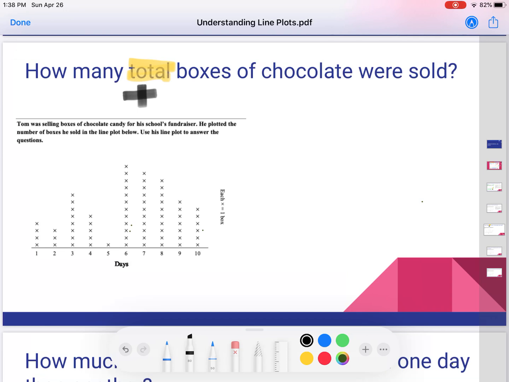What would we add? Take a second to think about what we would add to find out how many boxes total were sold. Did you figure it out? Did you say that we could add the amount of boxes from each day together and get our answer? If so, you're right. So let's do that now.